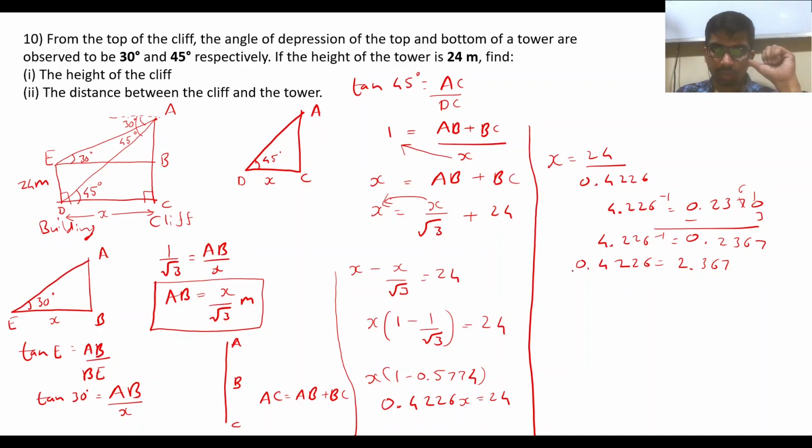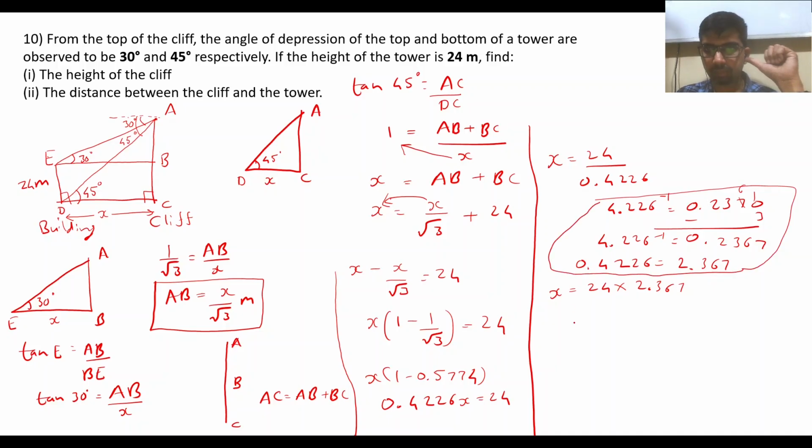ठीक है. तो x will be how much? X will be 24 into 2.367 and this full thing is rough work for you guys. Okay, so don't get confused over here. ये जो हो रहा है ये rough work ही है. तो x का वैल्यू कितना मिला? 24 into 2.367 you get as 56.808. x क्या आता है? x होता है distance between the cliff and the building. So distance between cliff and the building is 56.808. ठीक है. ये मिल गया अपने को.